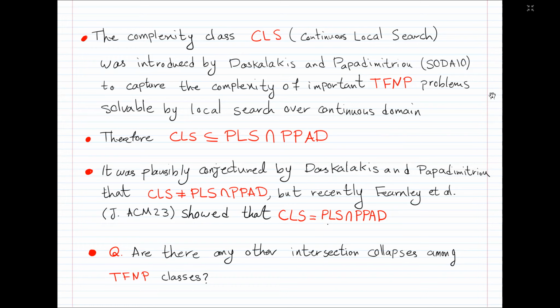It was plausibly conjectured by Daskalakis and Papadimitriou that the intersection of PLS and PPAD actually has more problems, harder problems than CLS. But recently, Fearnley et al. showed that this is not the case and proved that CLS is actually equal to the intersection of PLS and PPAD. So a natural question here is whether any other intersection collapses among TFNP classes can happen.